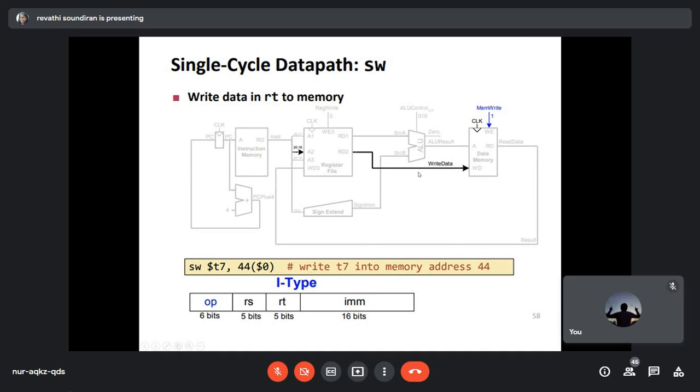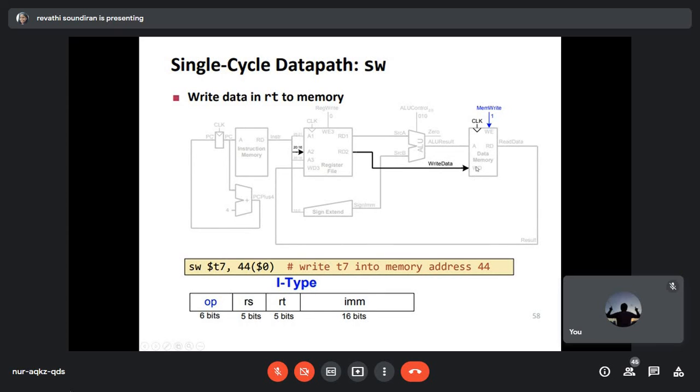The source data is taken from bits 15 to 20. So 15 to 20 is your target. What is written back to your memory is the data, by enabling this control signal as high. That is the typical difference between your store word and your load word. Here it is a memory write operation. From the register you are just writing to the memory location. So that is your store word operation.